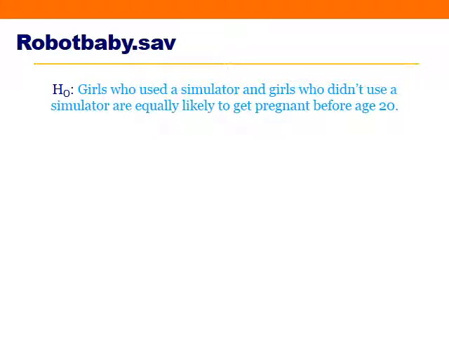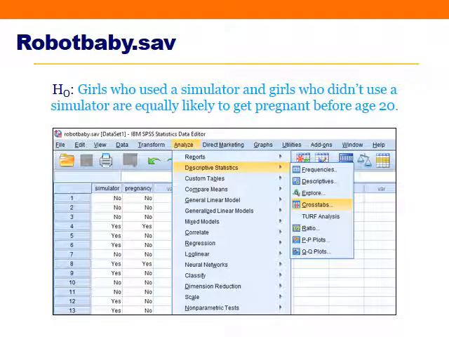To do this test in SPSS, we're going to use the data file called robotbaby.sav. As you can see in the screenshot here, for each girl who participated in the study, we know two things. Did they take care of a simulator, yes or no? And did they become pregnant before their 20th birthday, yes or no? Our null hypothesis would be that there is no difference between these two groups of girls.